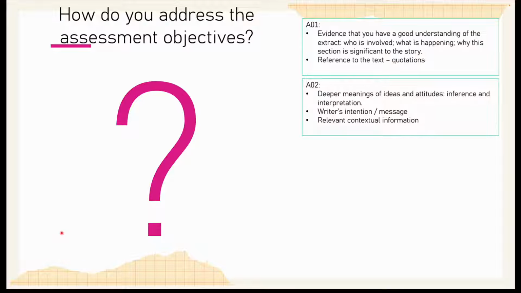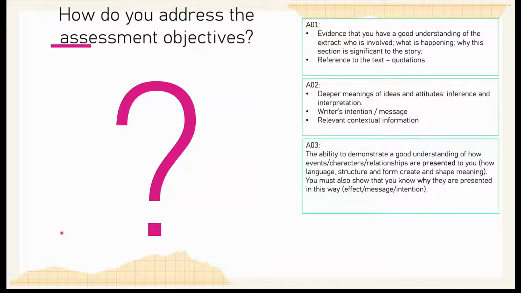AO2 is all about the deeper meanings, the ideas and the attitudes. This is where you make your inferences and your own personal interpretations. This is also focused on writer's intention, writer's message, and relevant contextual information. And you'll note here that I say relevant. What we don't want to do is just bolt on context just to show that we know some factual information. Contextual information should always enhance your interpretation. It should add to that.